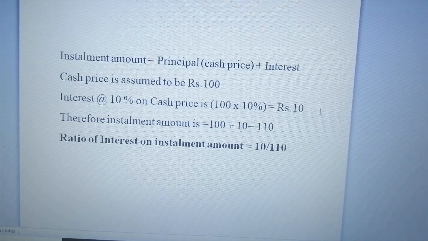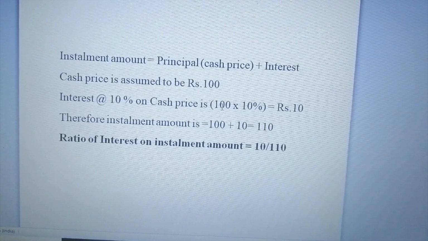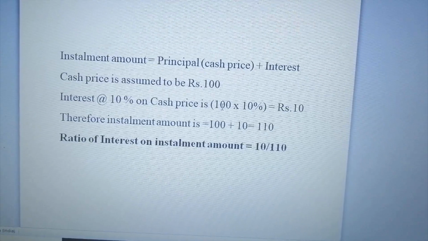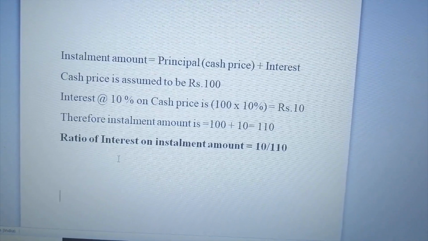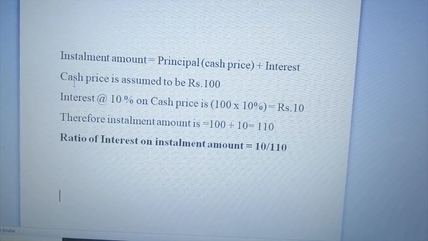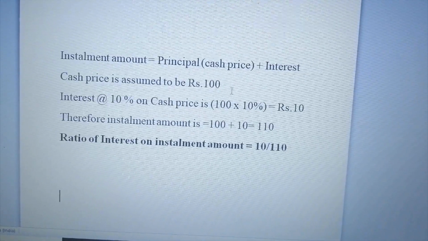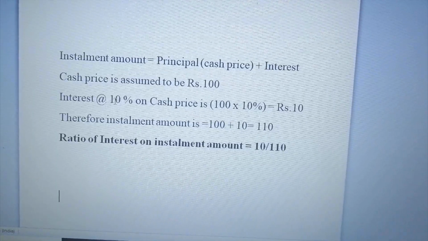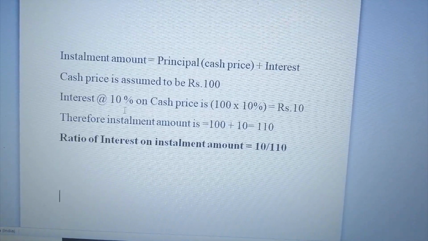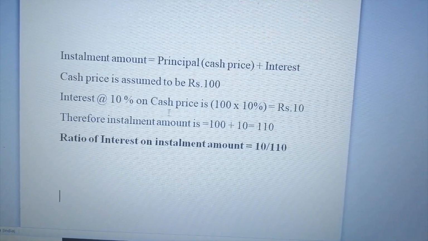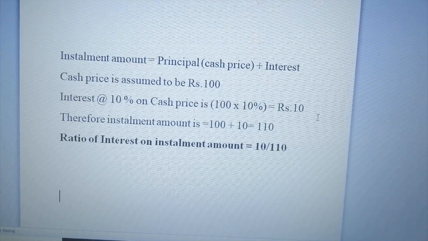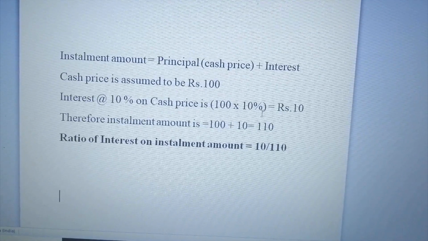You can see here, as the cash price is not given in the question, we have to apply the rate of interest on the basis of the ratio of interest on installment amount. For that purpose, cash price is assumed to be 100. The rate of interest given in the question is 10%. Usually, interest is calculated on cash price only. Therefore, the interest is how much? 10 rupees. That is 100 into 10%.